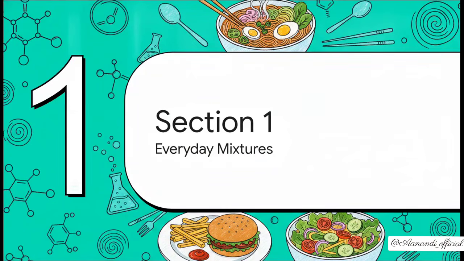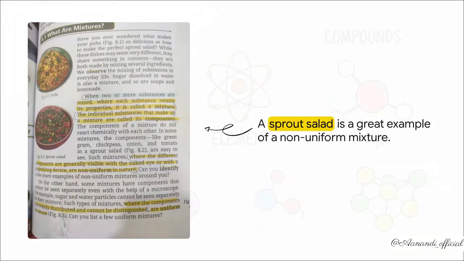To kick things off, let's look at something incredibly tangible, the food right on our plates. Take a sprout salad, for example. It is the absolute perfect example of what scientists call a non-uniform mixture. You can actually see all the individual pieces, right? The chickpeas, the tomatoes, the onions, and crucially, they aren't reacting chemically with one another. Every single ingredient keeps its own distinct properties and flavor. I mean, you could easily just pick the tomatoes right out if you wanted to. The parts are physically mixed together, but they remain fundamentally unchanged.